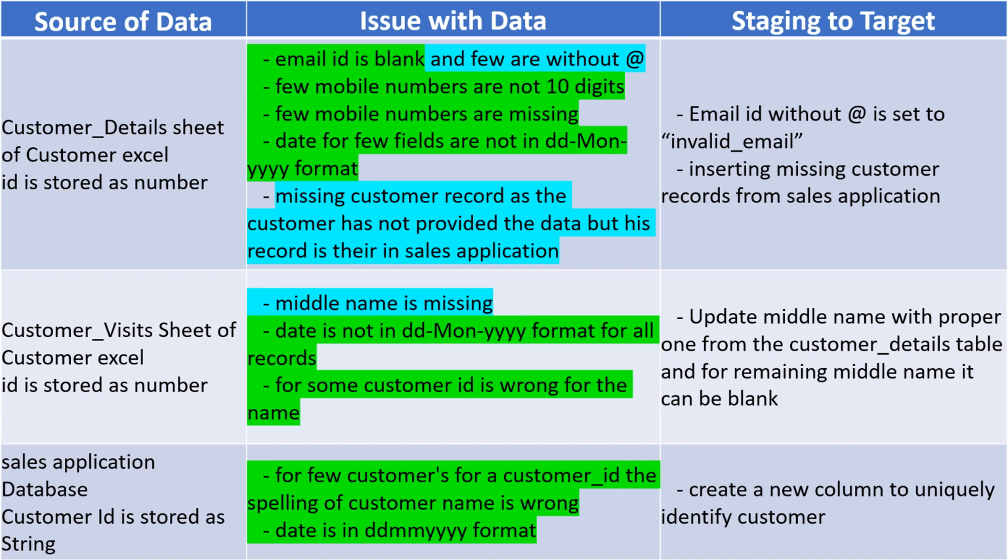With this, I just wanted to again say: analyze how the data has moved from source to staging and staging to target. What was its state in the source, and which columns have been cleansed or transformed from source to staging, and similarly from staging to target.